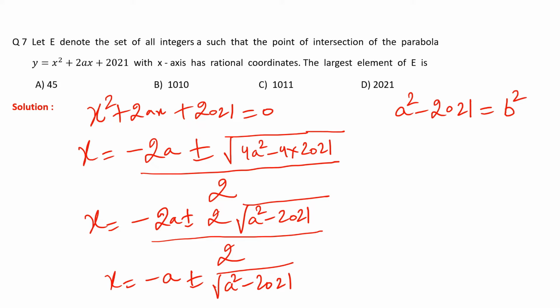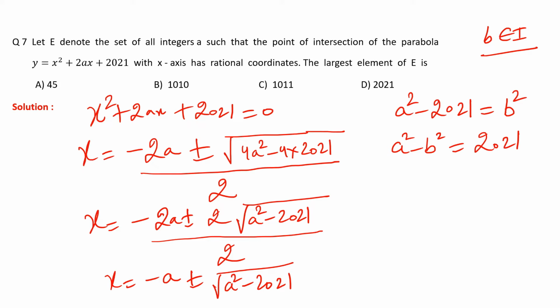Why I am saying this? Because a is an integer, so a square will be an integer, so a square minus 2021 will definitely be an integer. Now this integral quantity may be a perfect square or may not be a perfect square, but ultimately to get x as a rational number, we will have to get rid of this square root sign. So a square minus 2021 must be a perfect square of an integer, right? So that's why I've assumed a square minus 2021 as b square, where b is any integer. Now from here we will be getting a square minus b square equal to 2021.